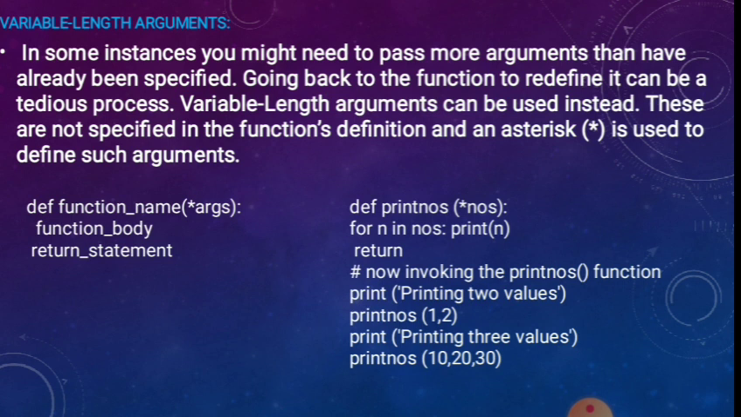See the example. Here the definition is print_numbers(*numbers), for n in numbers, print n. Then return. Here it is going to get such values and assign them for the loop iteration. Now invoking the print_numbers function, printing two values. Within the function we are sending 1, 2. Automatically you will see the output 1 and then 2. Next the print function comes with 3 values: 10, 20 and 30. The sequential values will be accepted by this variable length argument.